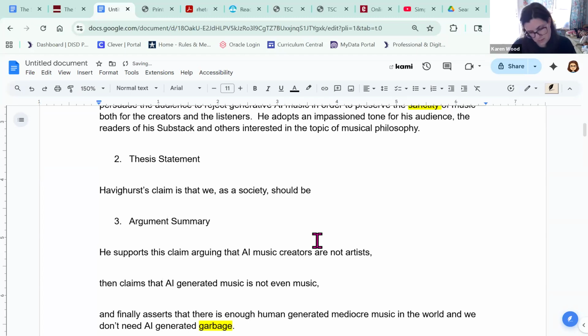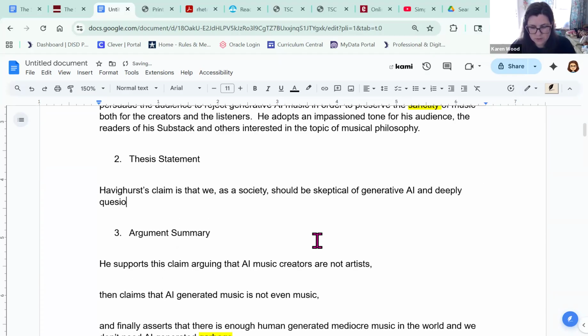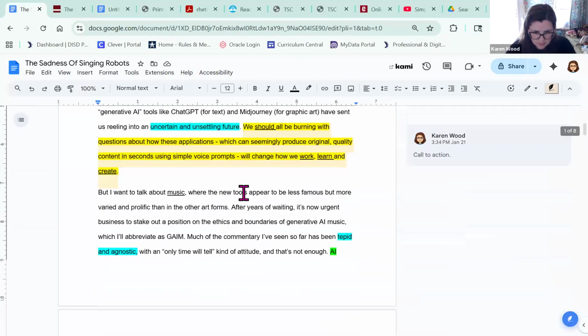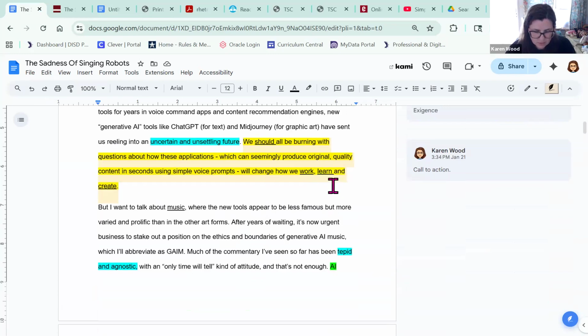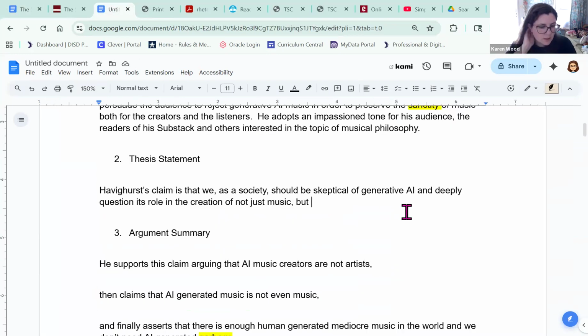should be skeptical of AI and deeply question its role in the creation of not just music, but because over here he says how we learn, work, and create, not just the creation of music, but other tools that impact our daily lives.